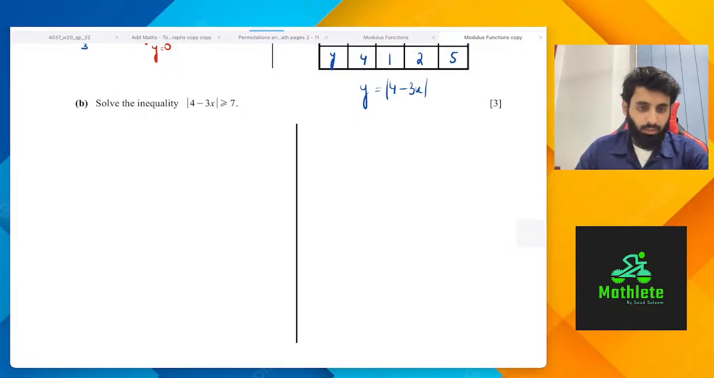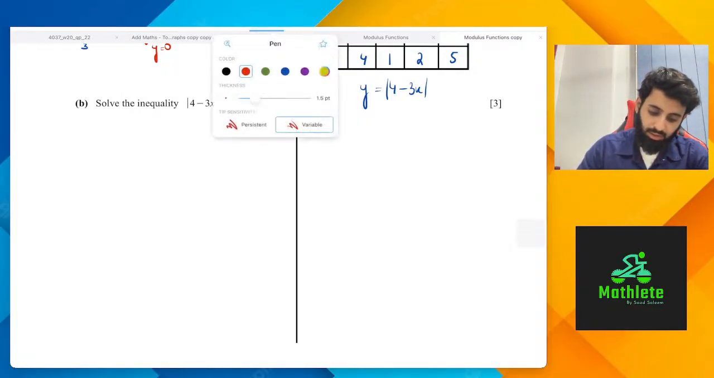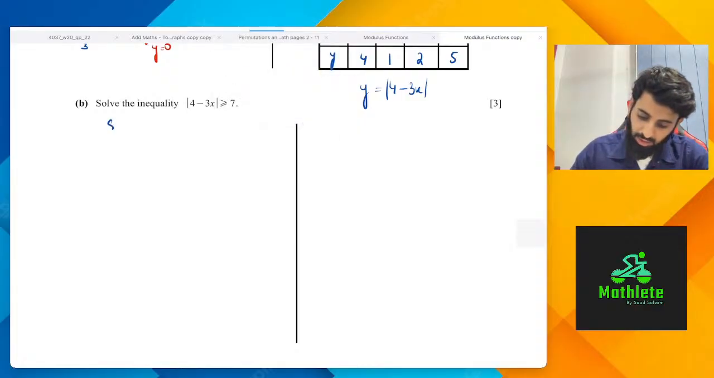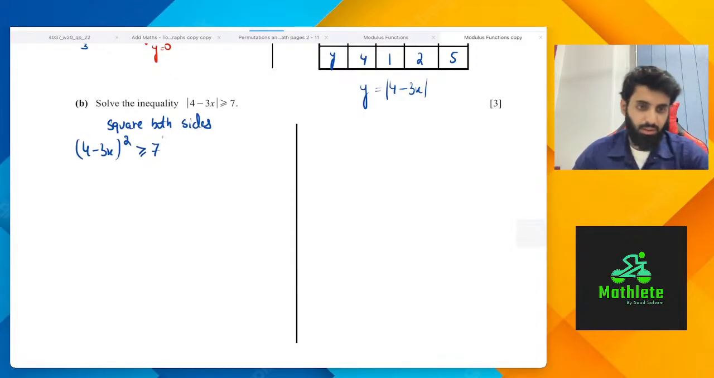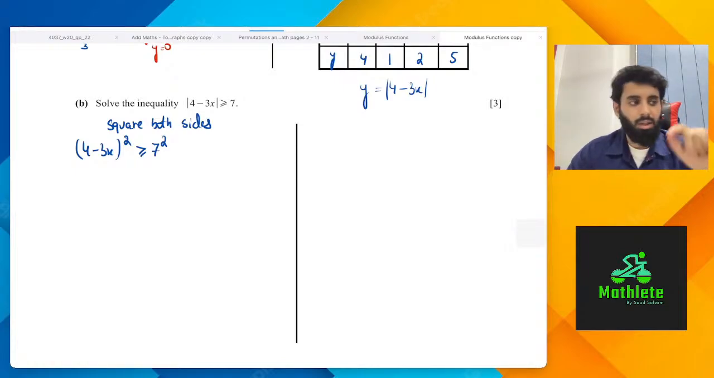One method is that you square both sides. So you have 4 minus 3x, the whole thing squared, is greater than or equal to 7 squared. I wouldn't suggest that you draw and then reflect. Those kinds of graphs are better when you're making a quadratic modulus graph or a cubic modulus graph.